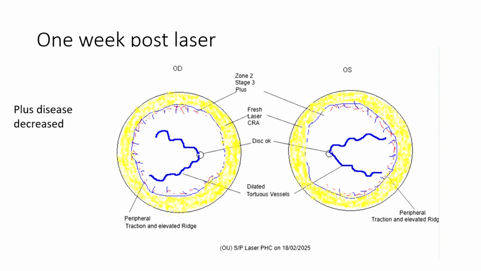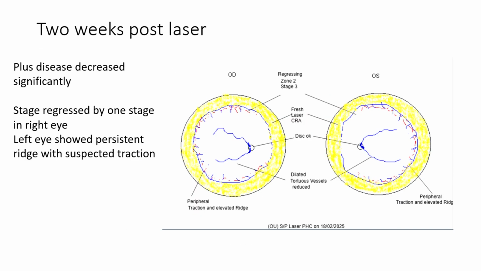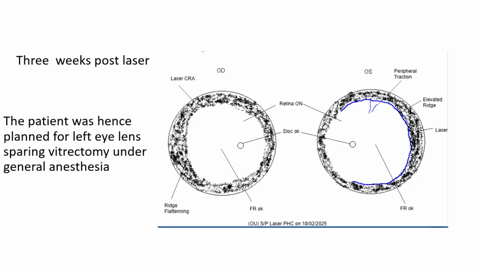So 1 week post laser, the plus disease started decreasing, but the ridge remained as it is. And 2 weeks post laser, the plus disease decreased significantly. The stage regressed by 1 stage in the right eye, but the left eye showed persistent ridge, and traction was suspected to be developing. 3 weeks post laser, there were well established laser marks, but the persistent ridge with the suspected traction in the left eye was still there.